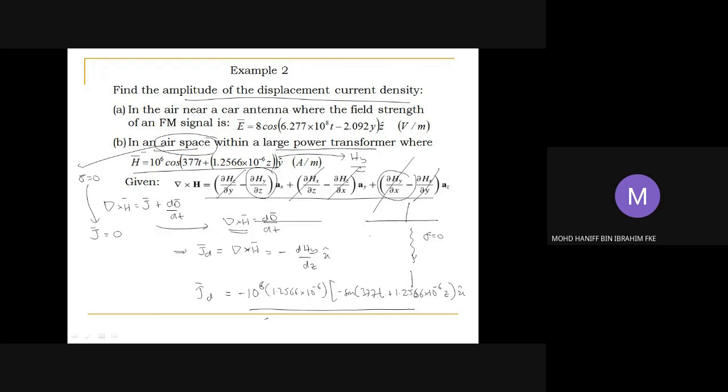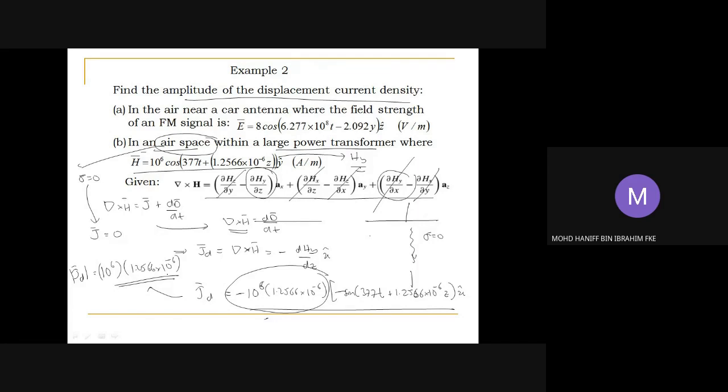Based on this curl operation of the H, and since we need to find the magnitude only, the JD magnitude that we need to write here is based on these equations only. Because negative and negative is positive, we just have 10 to the power of 6 multiply with 1.2566 times 10 to the power of negative 6. So that should be your magnitude of your displacement current density. Is that clear on this example number 2?